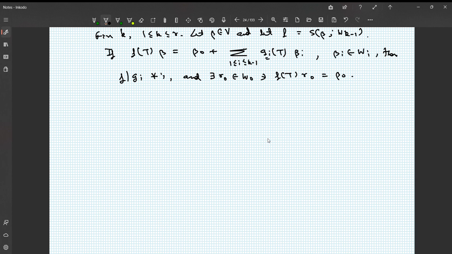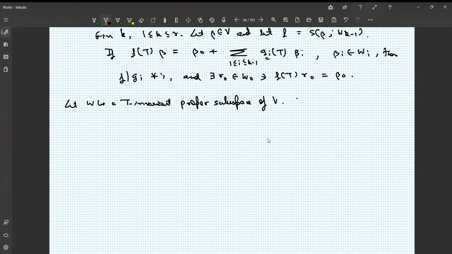Okay, what I'm trying to say is basically that suppose W is a proper T invariant subspace. This observation we had already covered in the previous lectures. So let W be a T invariant proper subspace of V. V is assumably finite dimensional.